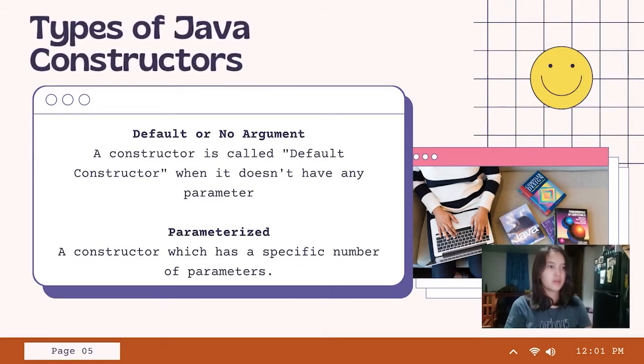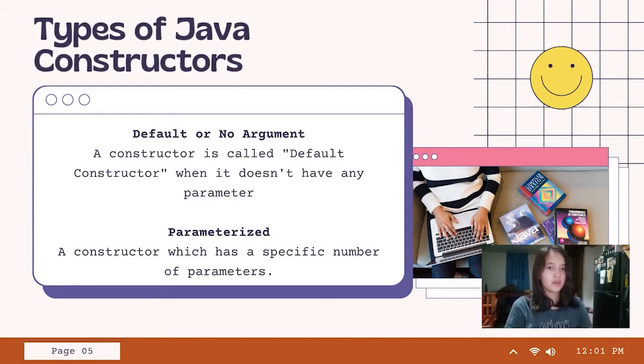Now, there are two types of constructors: default or no argument, and parameterized. So first, we have our default or no argument constructor. It is a constructor called when it doesn't have any parameter.